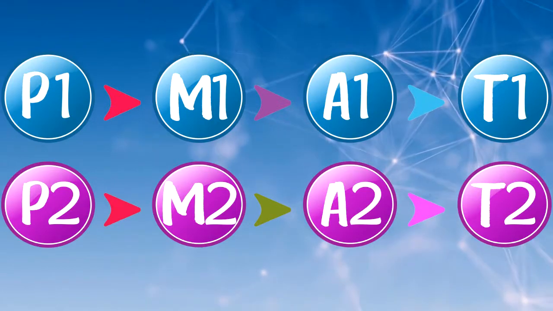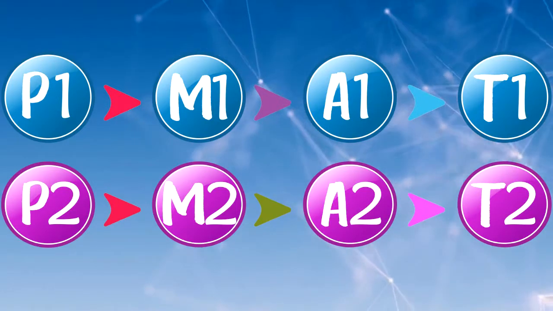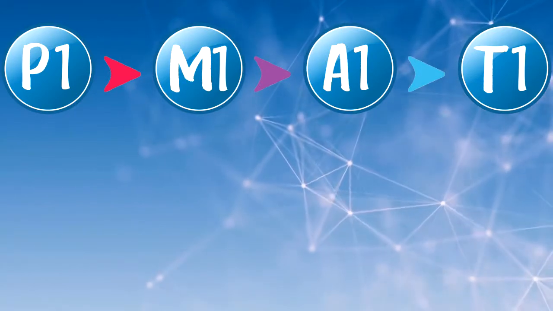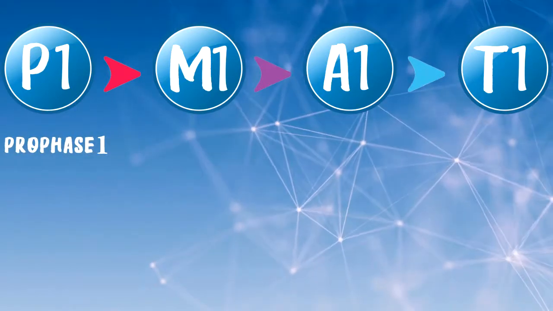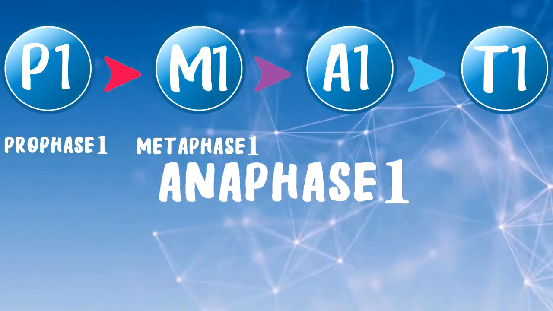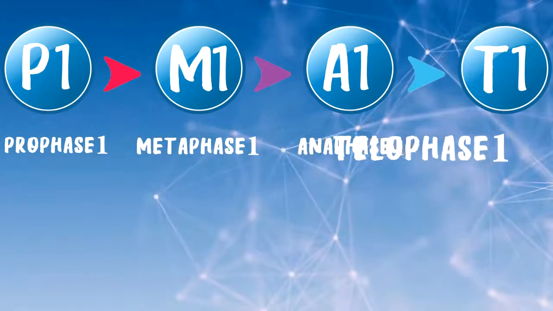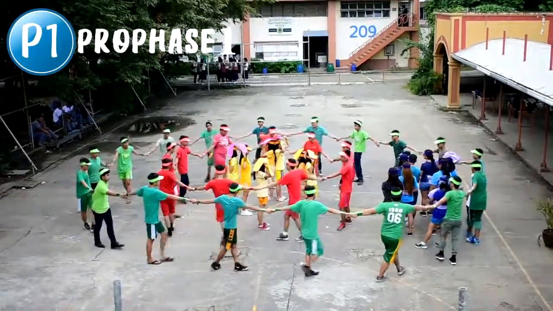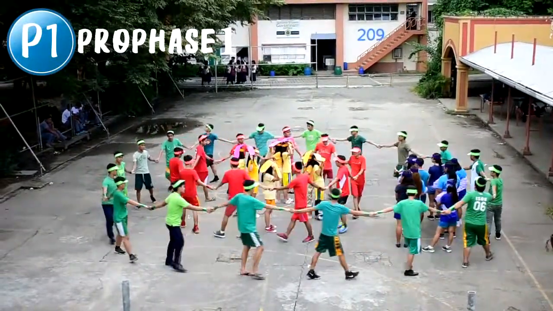Are you excited to find out? So let's dive right in. The first division includes the following: prophase 1, metaphase 1, anaphase 1, and telophase 1. So let's start with prophase 1. This is where the chromosomes condense and thicken.